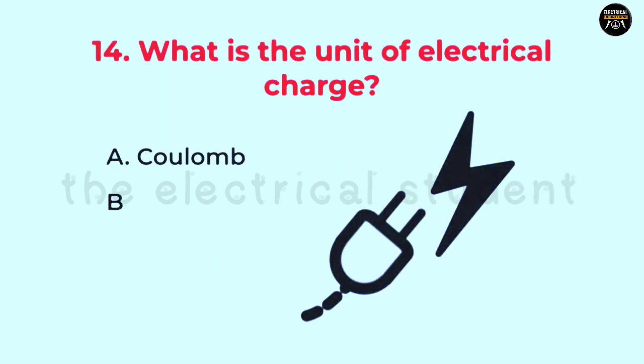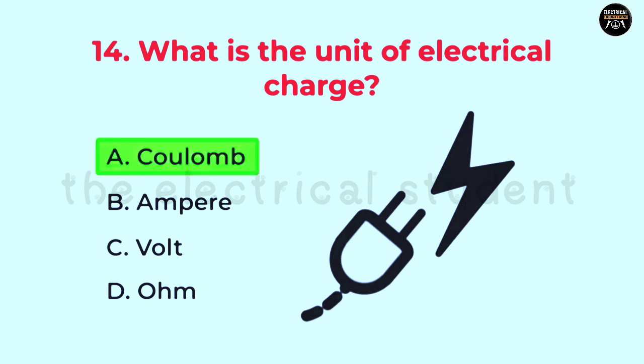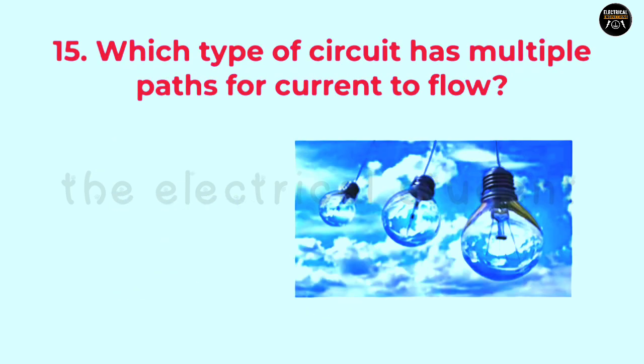What is the unit of electrical charge? A. Coulomb. B. Ampere. C. Volt. D. Ohm. The correct answer is option A. Coulomb.